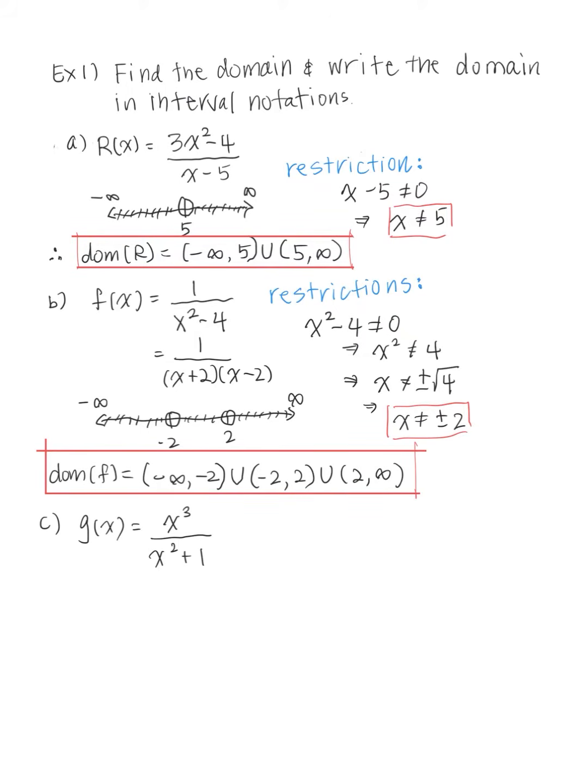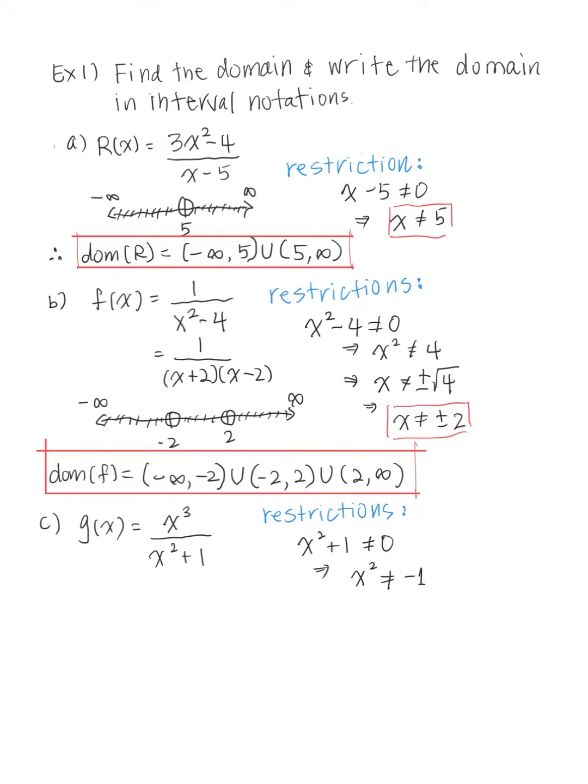We have g of x equals x cubed divided by x squared plus 1. So again, we have a fraction here, so we need to find the restrictions, which means that the bottom cannot go to 0. But think about it. Is the bottom ever going to go to 0? I don't think so, but if you didn't see that, do exactly the same as what we were doing so far. So here, the restriction is that x squared plus 1 cannot be 0, which implies that x squared cannot be negative 1. Isn't this always true?